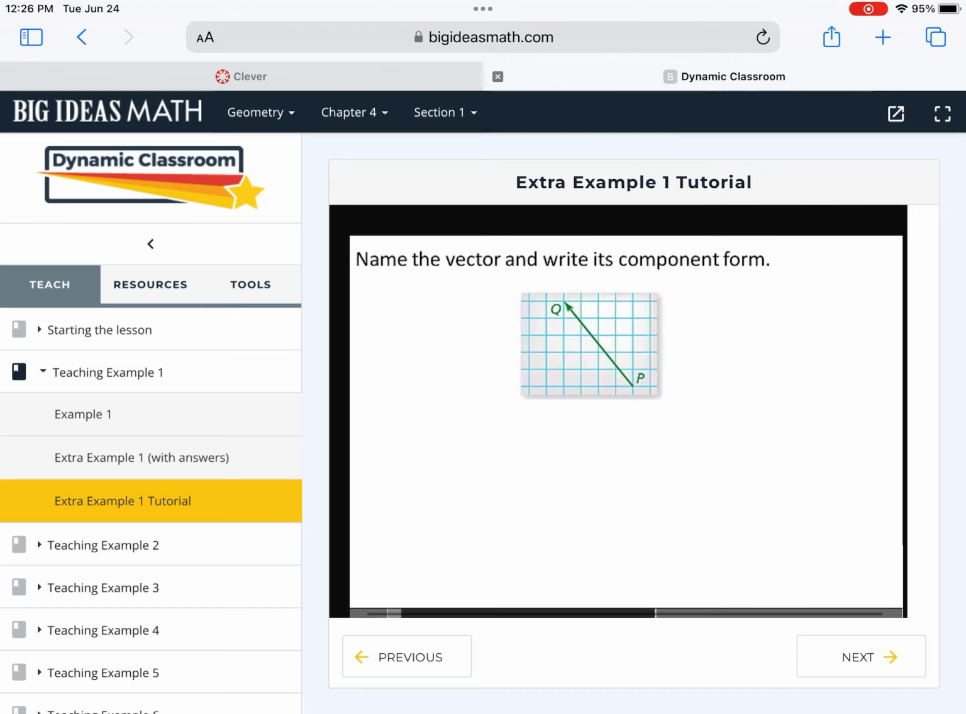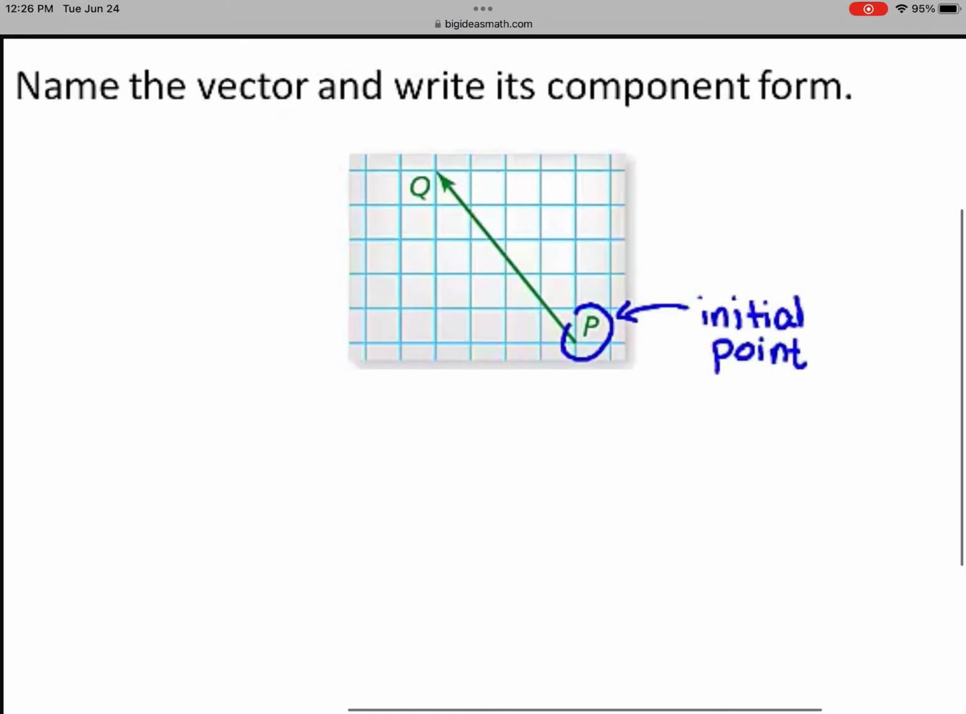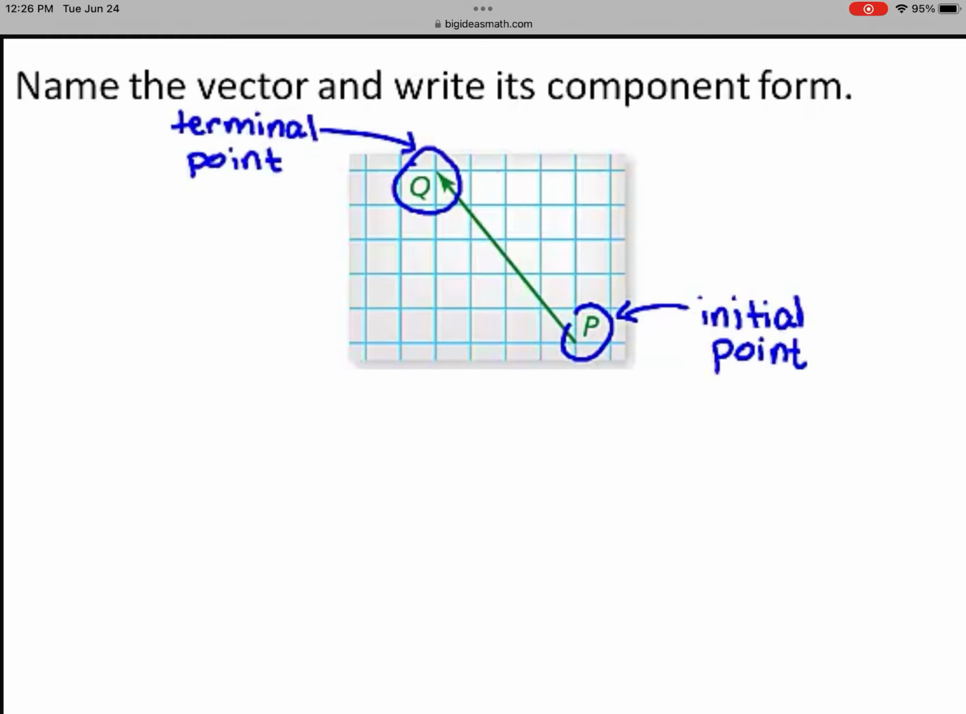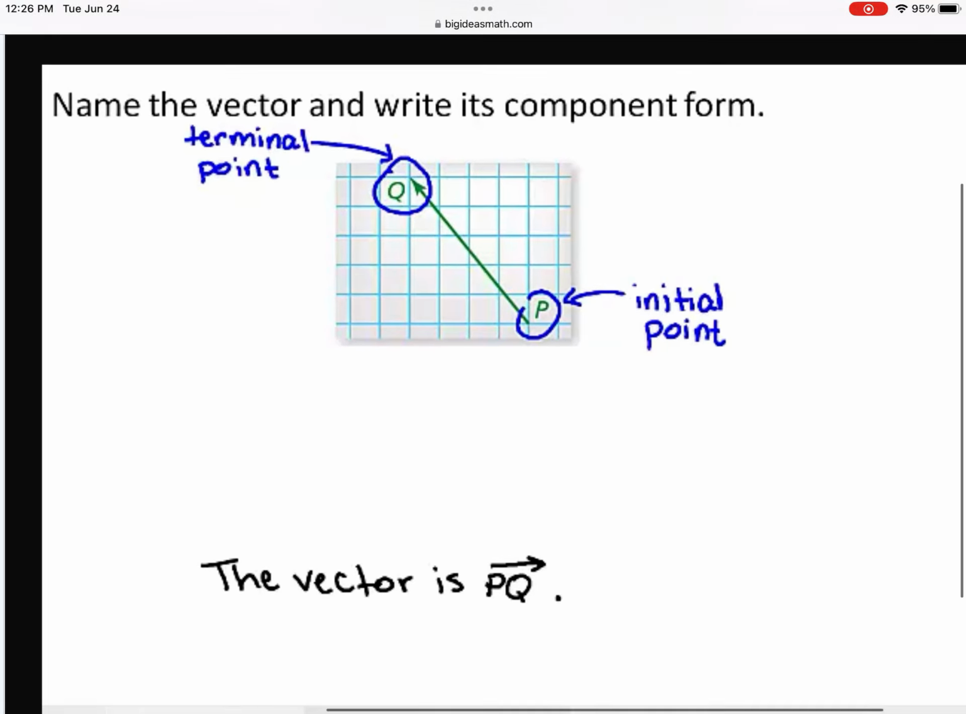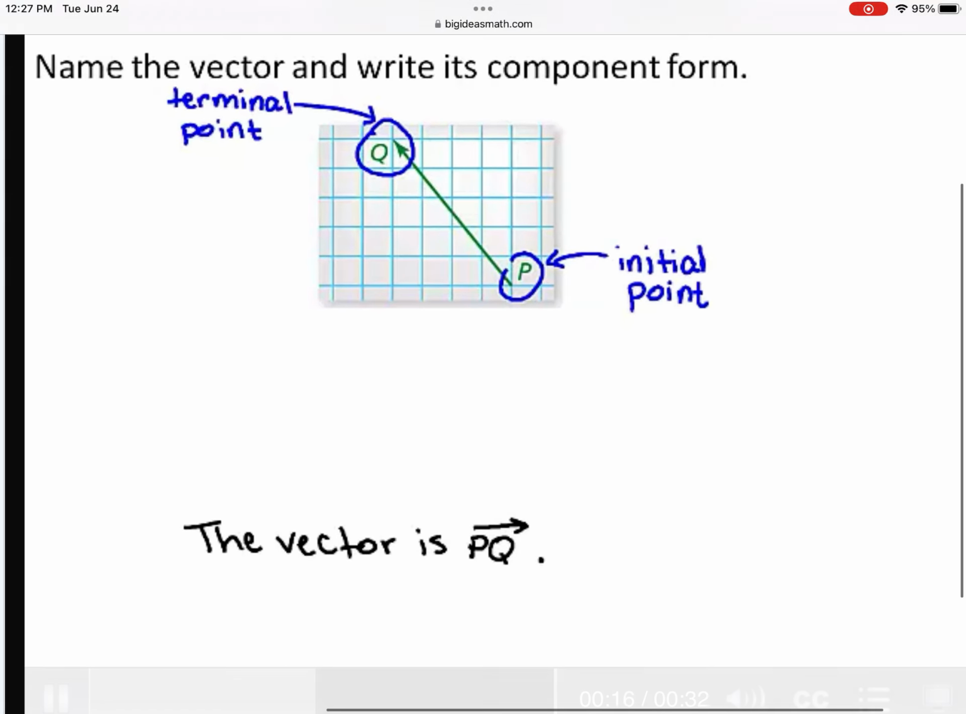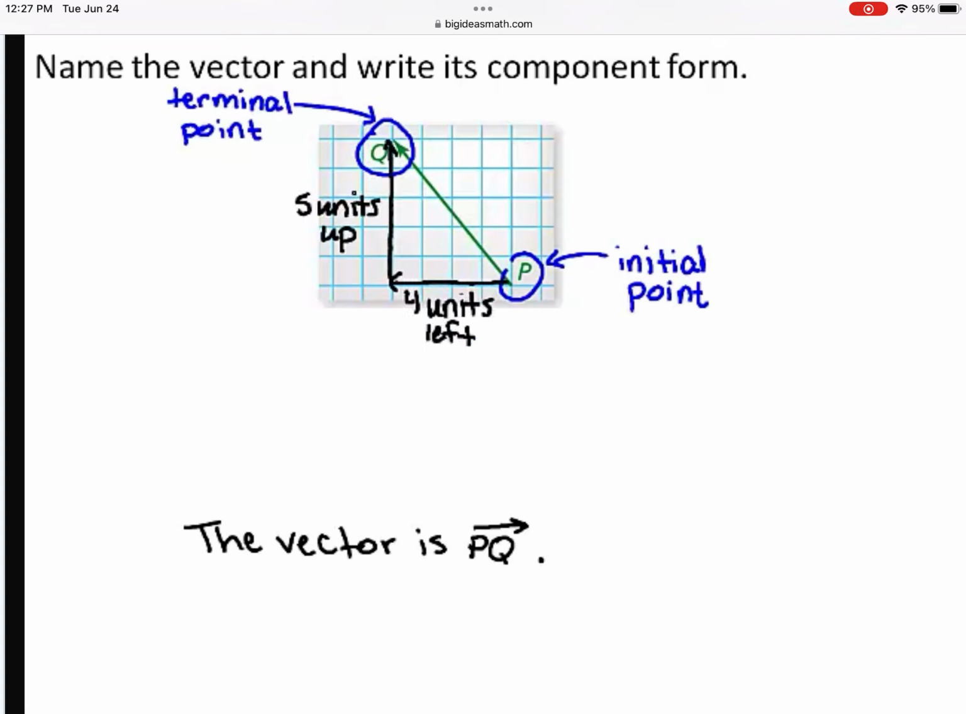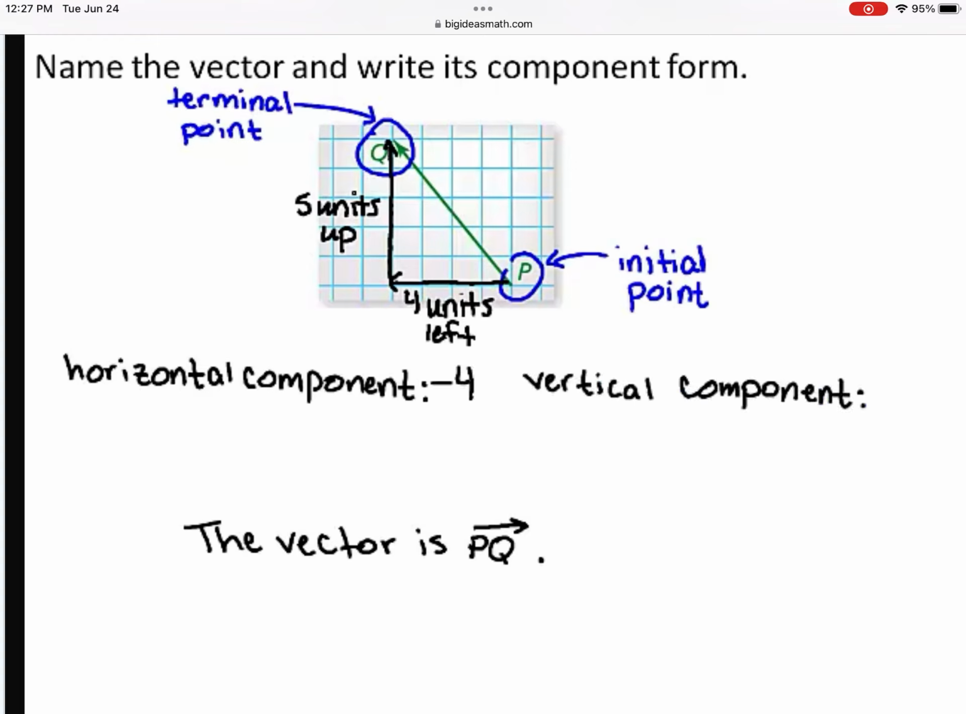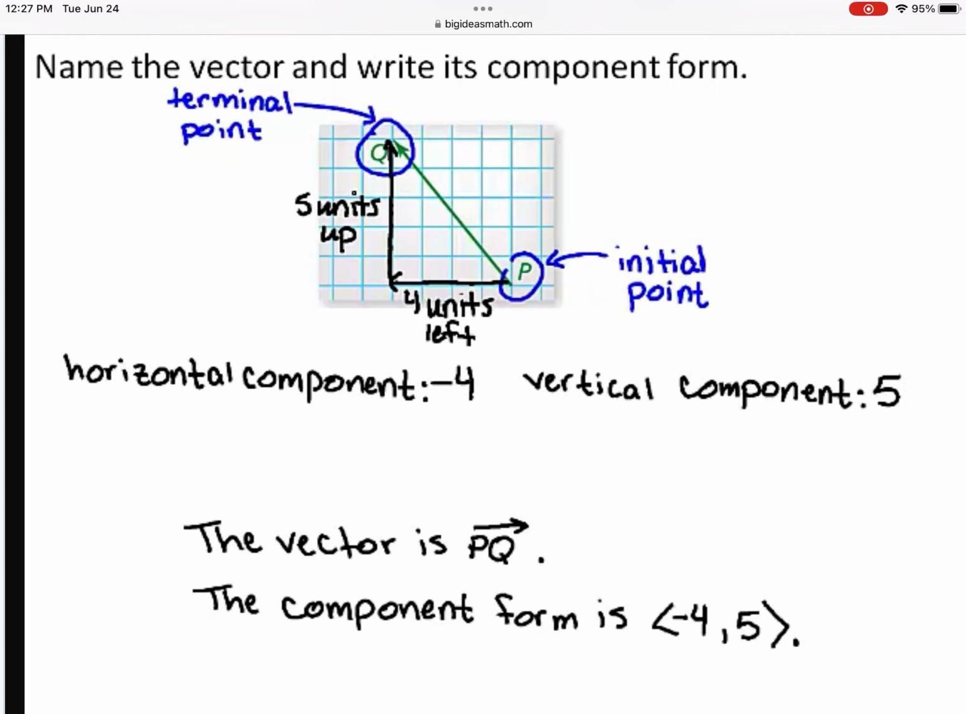vector and write its component form. The initial point or starting point of the vector is P. The terminal point or ending point is Q, so the vector is named vector PQ. To move from the initial point P to the terminal point Q, you move 4 units left and 5 units up. So the horizontal component of vector PQ is -4, the vertical component of vector PQ is 5, and the component form is <-4, 5>.